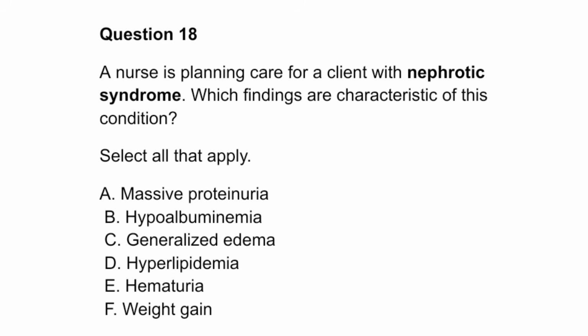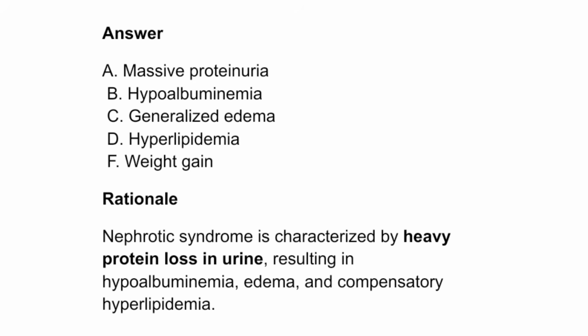Question 18. A nurse is planning care for a client with nephrotic syndrome. Which findings are characteristic of this condition? Select all that apply. A. Massive proteinuria. B. Hypoalbuminemia. C. Generalized edema. D. Hyperlipidemia. F. Weight gain.